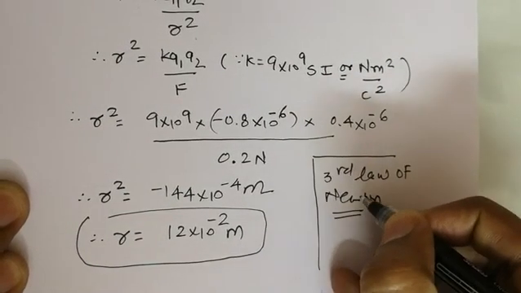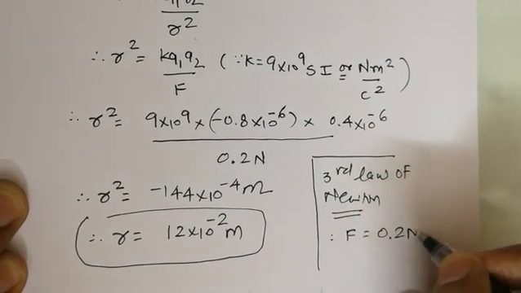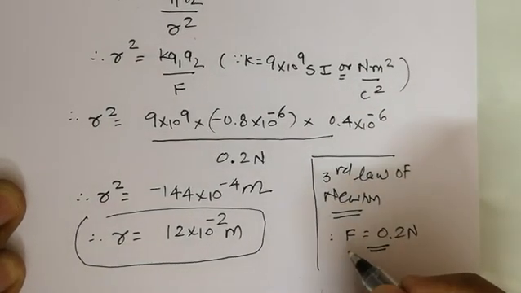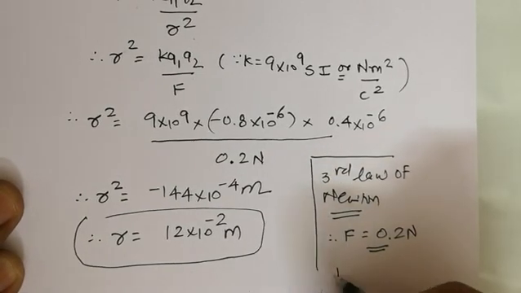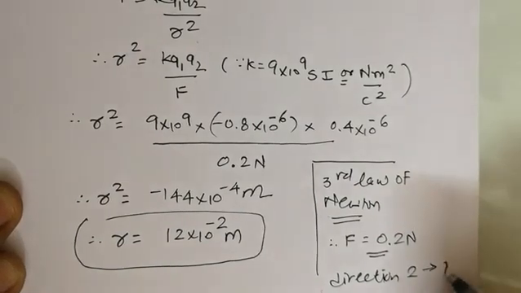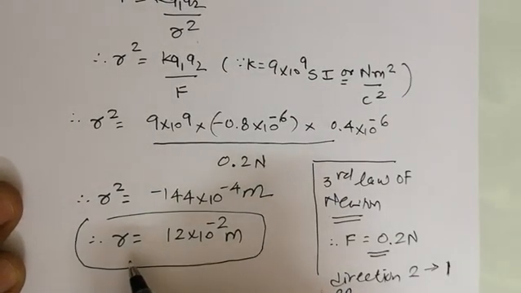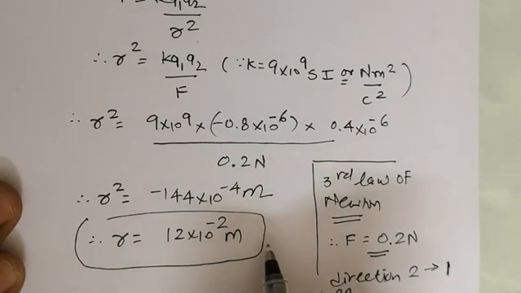If it is following Newton's third law, then we can say that the same amount of force can be applied. It is 0.2 Newton. But the direction from the second to the first is opposite. So you can say that here we have r equals 12 cross 10 to the power minus 2 meters.